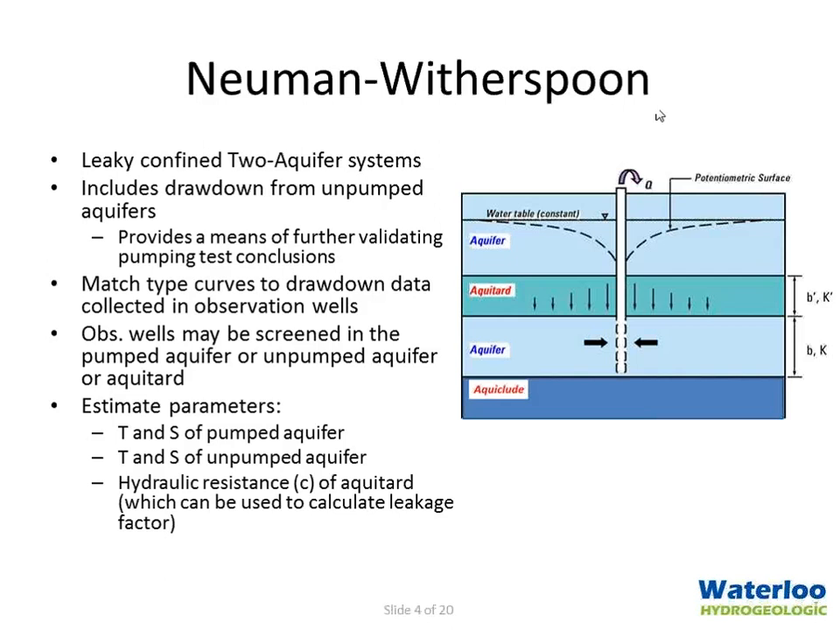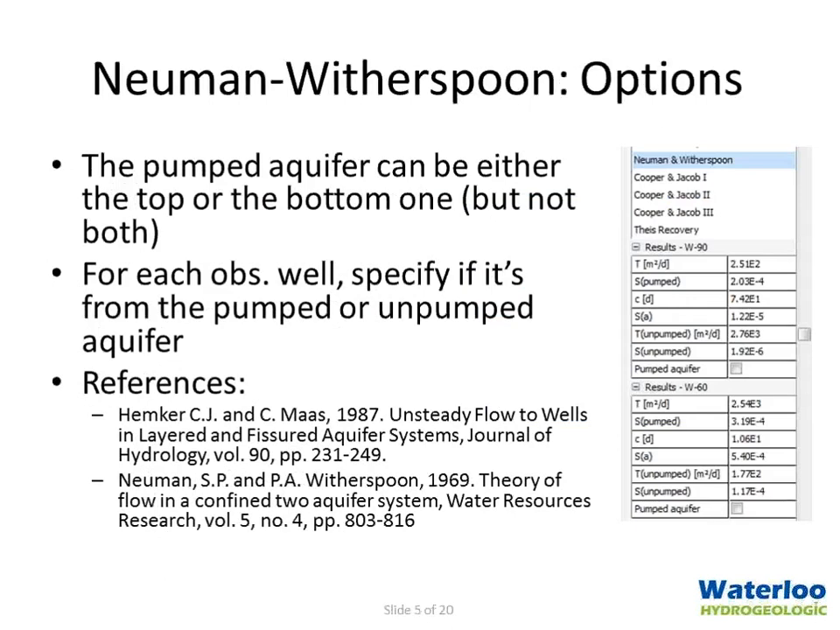So with this method, you can estimate the transmissivity and storage for the pumped aquifer, the transmissivity and storage for the unpumped aquifer, and also the hydraulic resistance, or the C parameter of the aquitard, and this can be used to calculate the leakage factor. Some options with this method: the pumped aquifer can either be the top or the bottom one, but not both aquifers simultaneously. For each observation well, when you're specifying the parameters, you need to specify if that observation well was screened over the pumped or the unpumped aquifer.